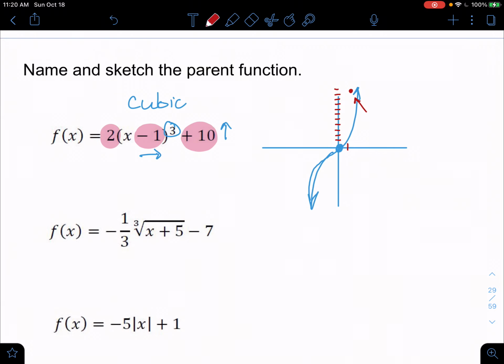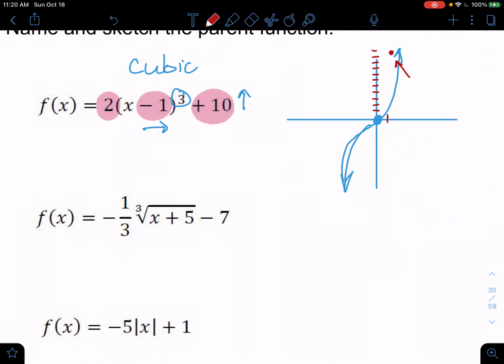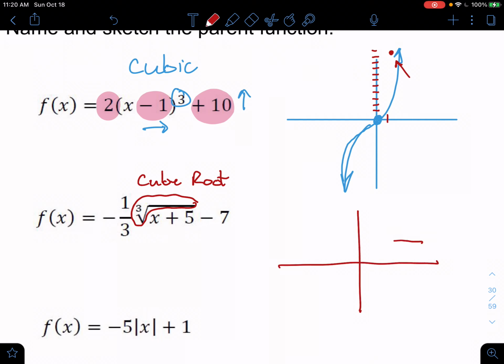Looking at the next one, in this next one, we can see that we have a cubed root going on. Remember, if you have a cubed root function, it basically looks like this S.